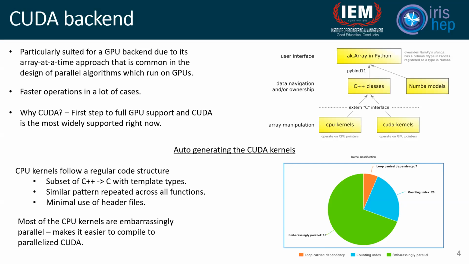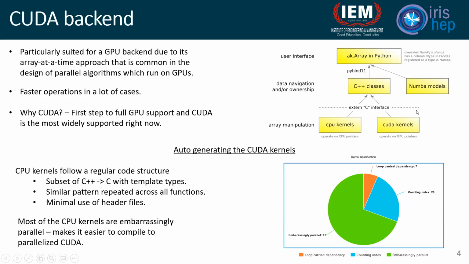And something I want to address is our decision to target CUDA. When we are targeting CUDA, it's actually just the first step to full GPU support. And we are not saying that we won't support any other GPU architecture in the future. It's just that we decided to start with CUDA because we felt that it is the most widely supported GPU backend right now. So if you look at the diagram on the right, you'll notice here that there are 3 layers. All of my work was at this layer under the extern C interface at the kernel level.